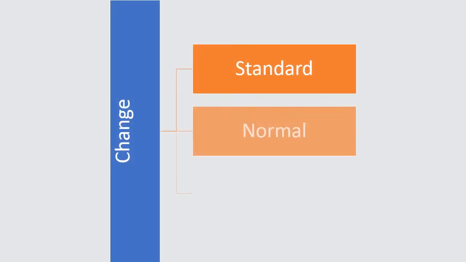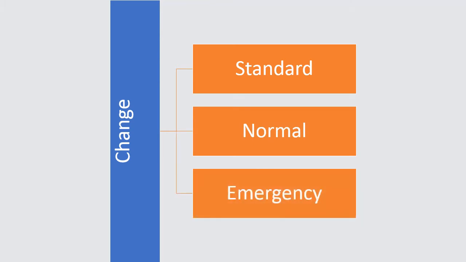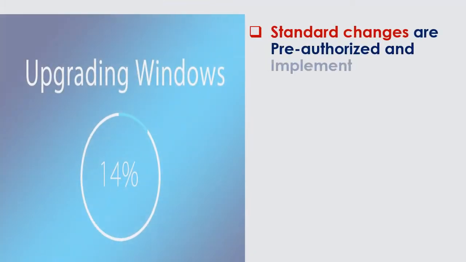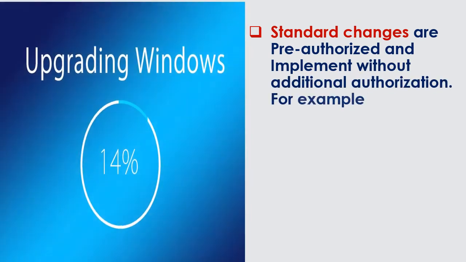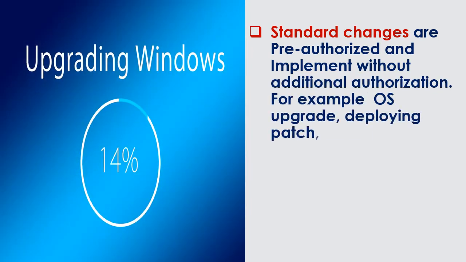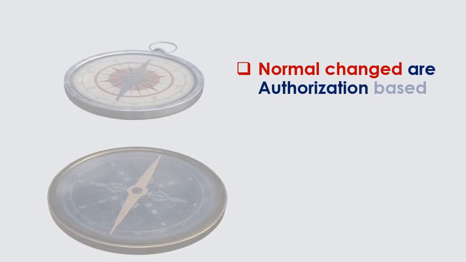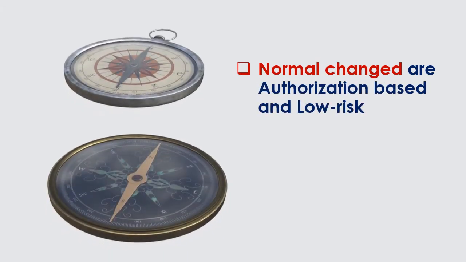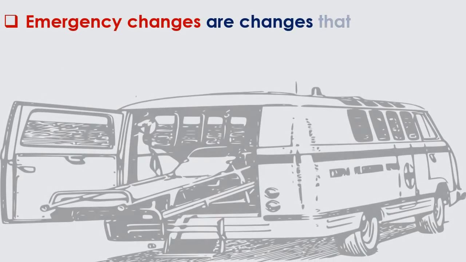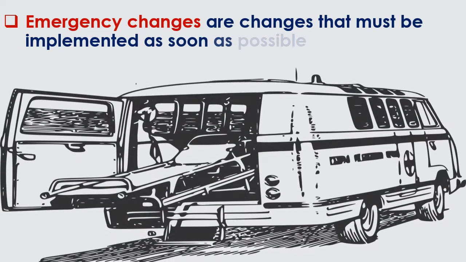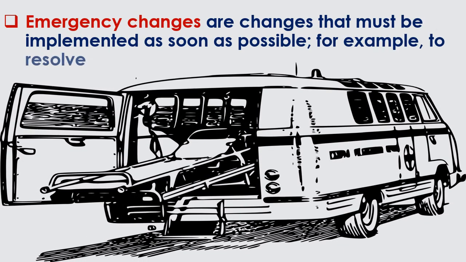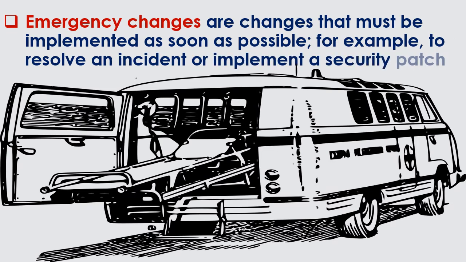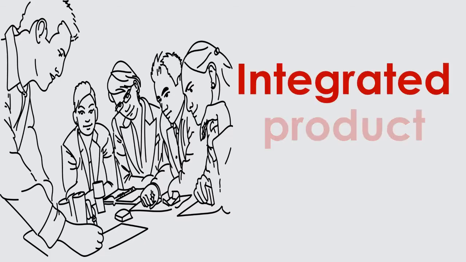Three types of change are standard, normal and emergency. Standard changes are pre-authorized and implemented without additional authorization, for example, OS upgrade, deploying a patch, setting up a user account. Normal changes are authorization-based and low risk. Emergency changes are changes that must be implemented as soon as possible, for example, to resolve an incident or implement a security patch.